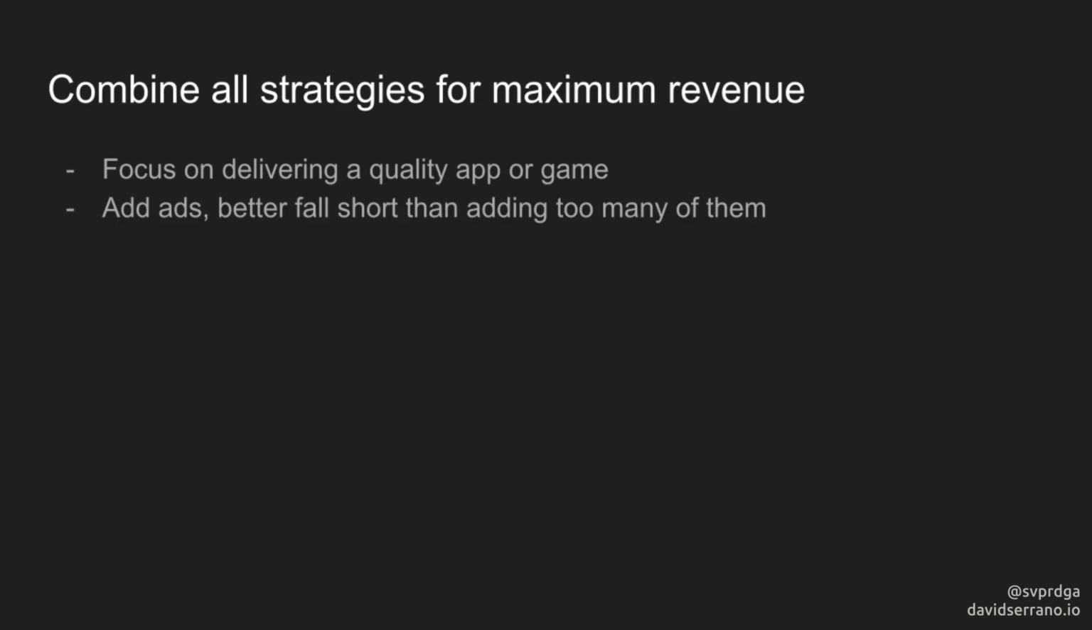Second, now that you have a useful app or game that users enjoy, start adding ads. It is better to fall short than to go over. Start by adding inline banners and a few interstitials. Add bonus ads if you have consumable products. Pay attention to the feedback from users, to the reviews that they leave in the app stores to see if they are satisfied with the number of ads you have in your app or game. If you see negative feedback left because of your ads, consider reducing the volume of them.